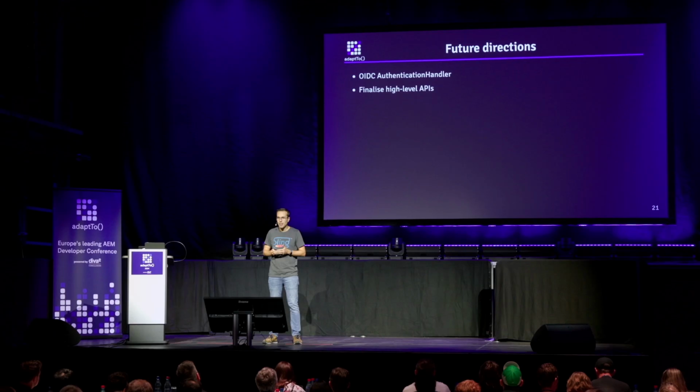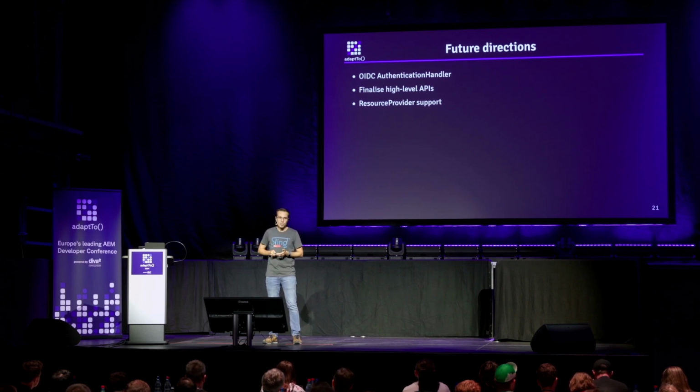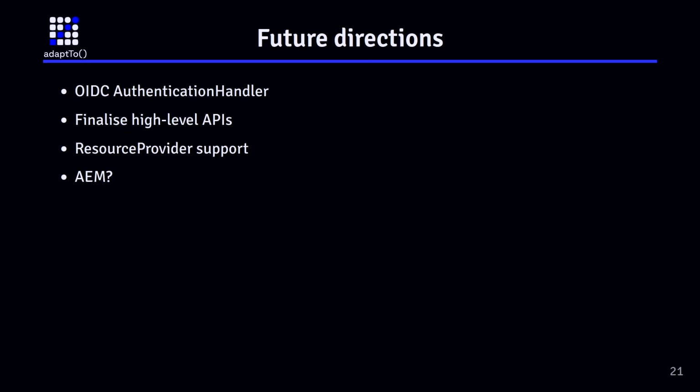So finalize the high-level APIs for OAuth clients. So you can write integrations, get access tokens, use them, whatever. If we want to get creative, we can add support for resource resolvers. So we can expose external stuff like, I don't know, calendar events as Sling resources, right? That is also possible. Probably someone is going to ask about AM, right?